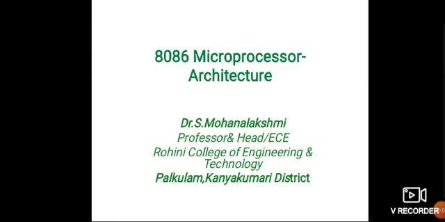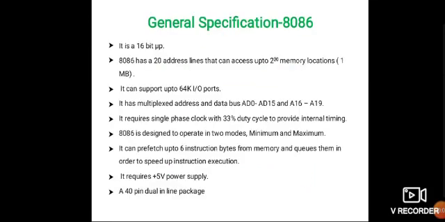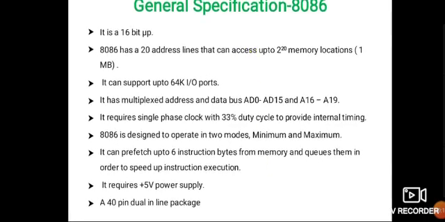So we'll see about the 8086 microprocessor. Before going into the architecture of 8086, we'll see what the general specifications are. It is a 16-bit microprocessor. It has 20 address lines that can address up to 2^20 memory locations, that is 1 MB.